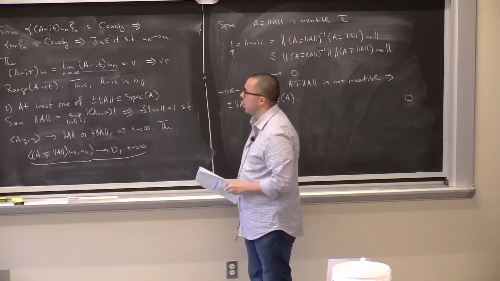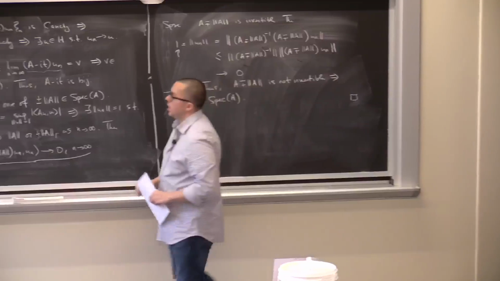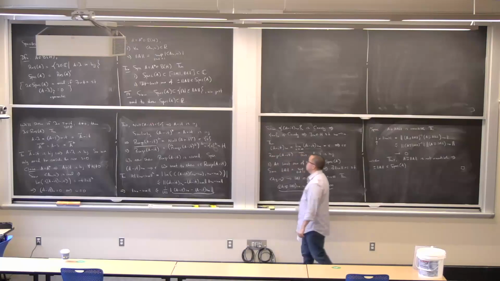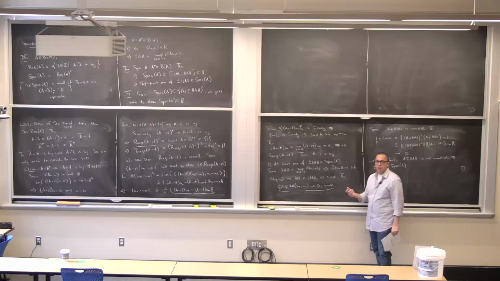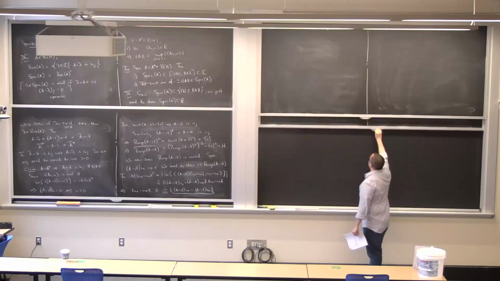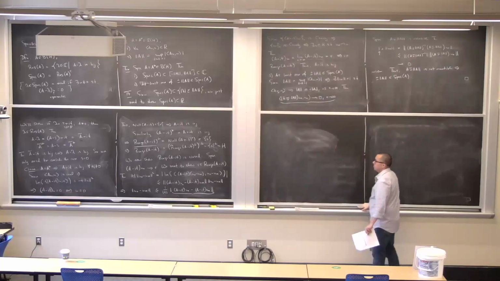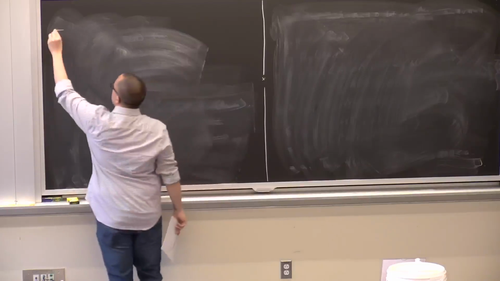Okay. Now we can in fact do a little bit better. Based on this argument, we can do a little bit better in bounding the spectrum of a self-adjoint operator than just the bound that we have coming from the general theory. So what do I mean by that?